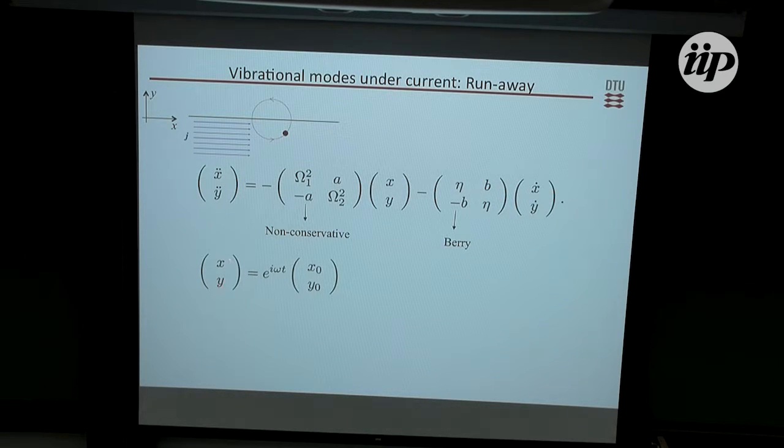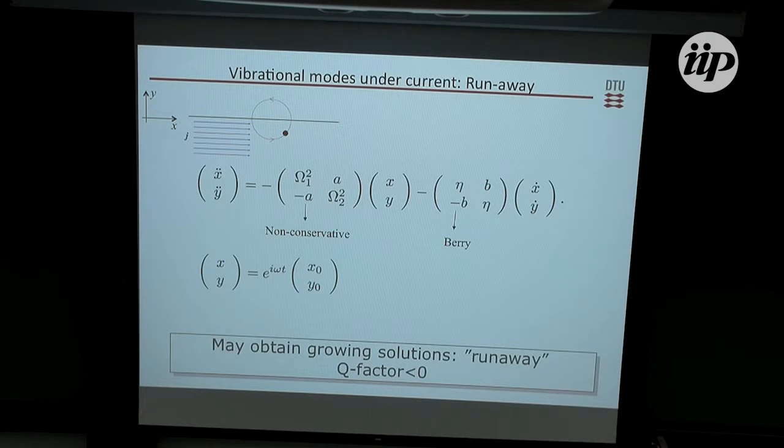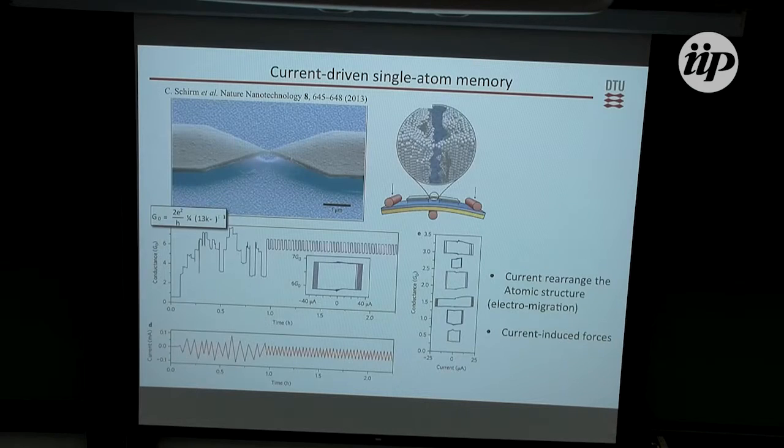And if you solve this just by making this ansatz, you can figure out what are the frequencies of these modes, and then you can figure out that for certain values of A, which are there only when you have the current, then you can have a negative Q factor, which means that the current is now driving the atoms around in some kind of circles. These need not be circles in real space, I'll show you that. This is sort of this kind of water wheel.